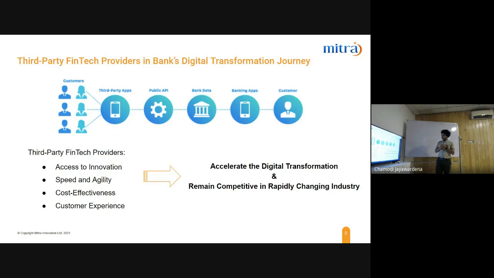So these third parties have the access for innovation. They have the speed and agility. They can easily get the customer requirements and come up with innovative solutions, and they will be cost effective. Because of these things, if the bank gets the support from these third-party technology providers, they can accelerate their transformation and even address this rapidly changing environment. So moving to the next.